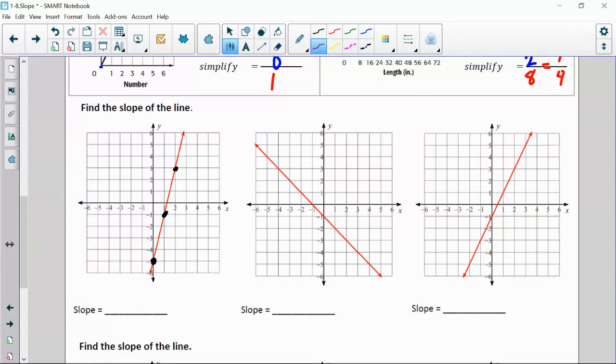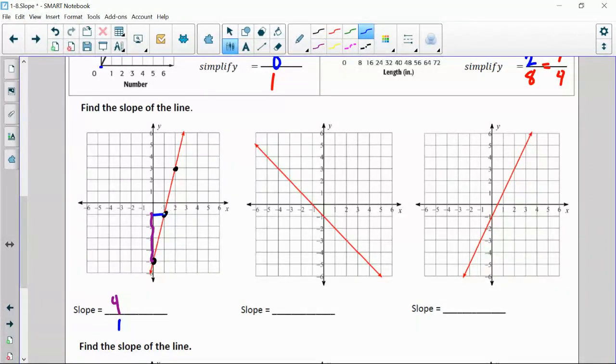All right, so let's look. How do we go up? 1, 2, 3, 4. I went up 4. How did I go over? By 1. So the slope of our line is 4, and it can't be reduced. 4 is just 4.